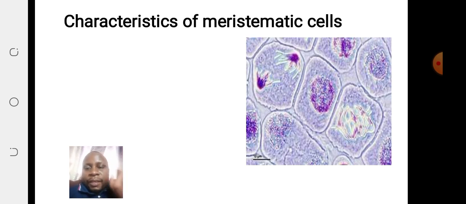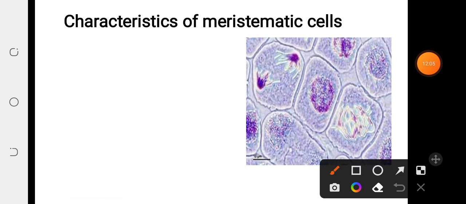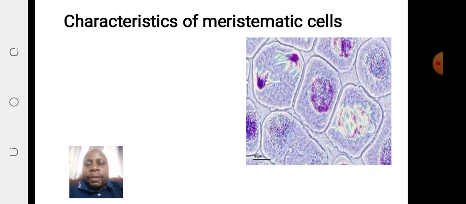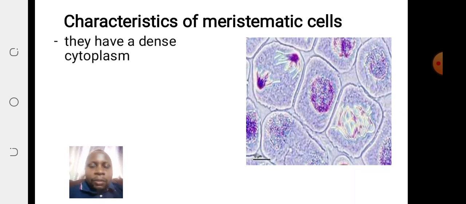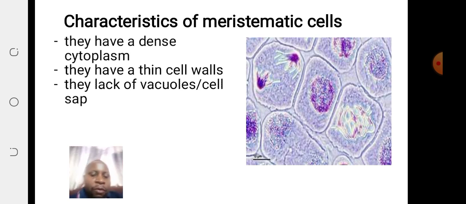If you look keenly here, we have one cell which is dividing on top here. One cell is dividing by mitosis, and another cell is starting to divide here. So the cells divide mitotically at any given time. Okay, good. So we have said the following: one, they have dense cytoplasm; two, they have thin cell walls; and three, they lack vacuoles. These are the characteristics of meristematic cells.